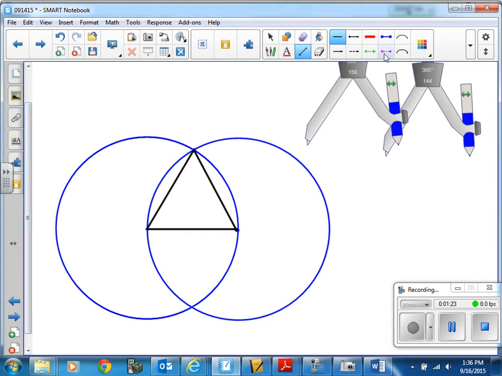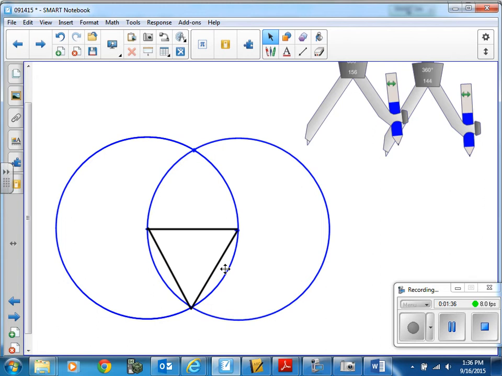Alright, now what we haven't talked about is what would happen. We did talk about the fact that I could take this and, instead of connecting it up there, we could have connected these down here and it still would have made an equilateral triangle. So let me put these back up here now.